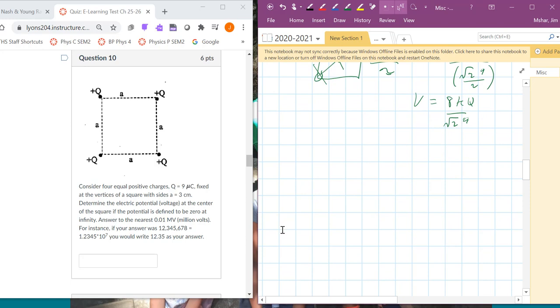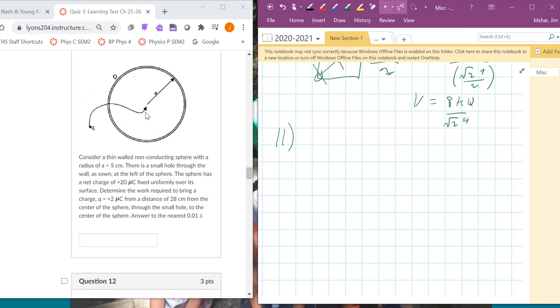Number 11 was missed frequently. 19 of us got that right, so only about a third. Let me go over number 11. They're moving a little charge from out here to the center of the sphere. So the shell or the sphere is making the voltage that we're working against. So work equals Q delta V. Q is the little q that we're moving, which in my example here is 2 microcoulombs. Now we have to figure out delta V.